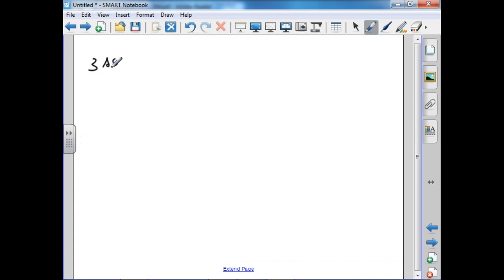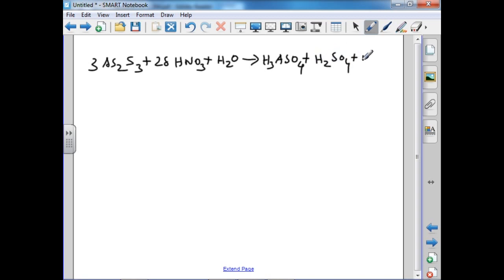3 As2S3 plus 28 HNO3 plus H2O gives H3AsO4 plus H2SO4 plus NO. The next step is to balance the atoms from the reactant and the product side.